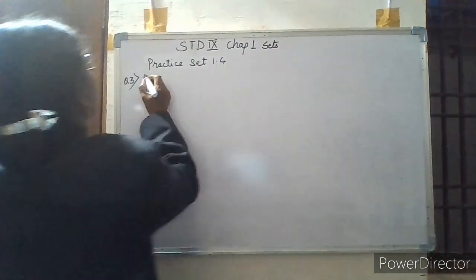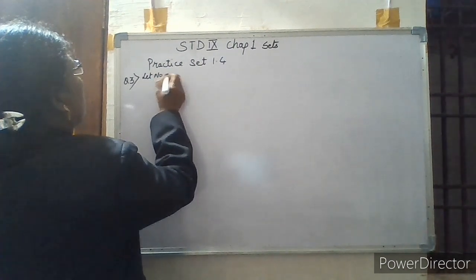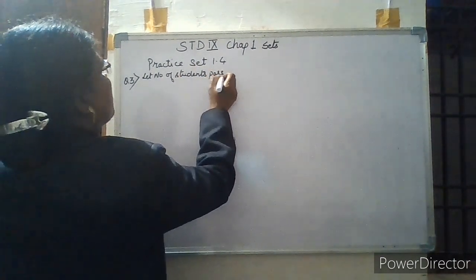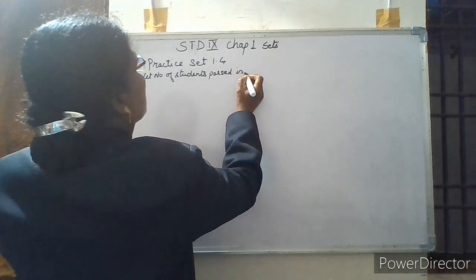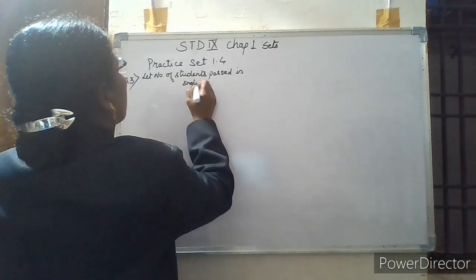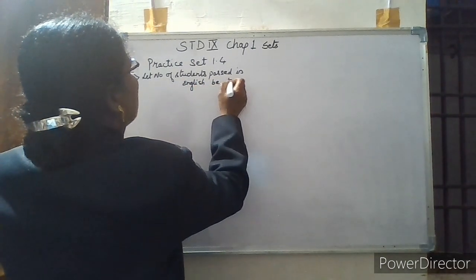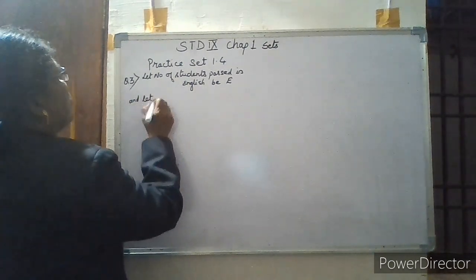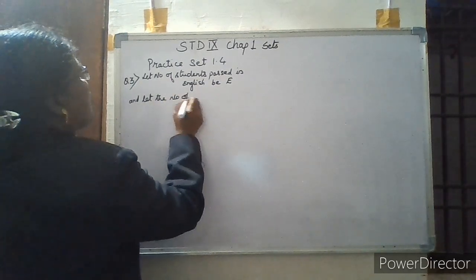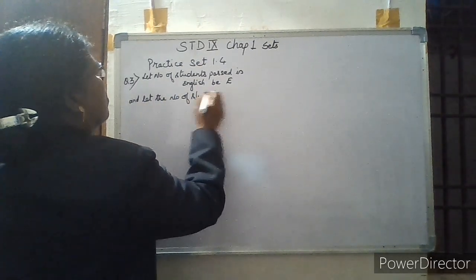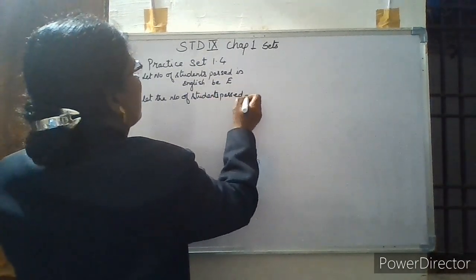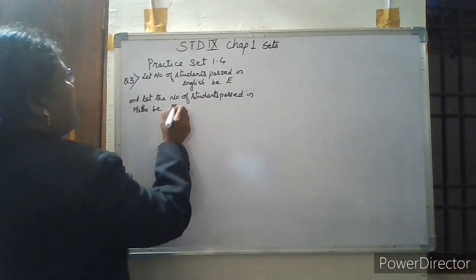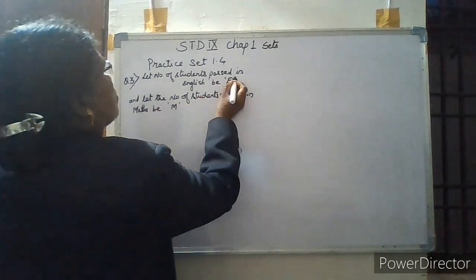Let the number of students passed in English be as E, and let the number of students passed in maths be as capital M. Let us take it like this way, and this as capital E.